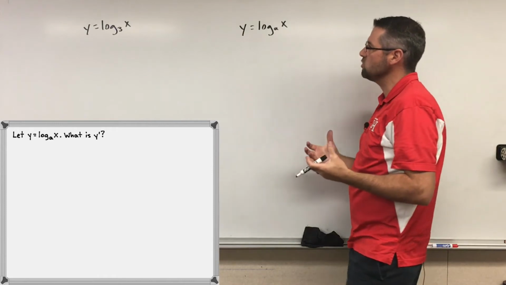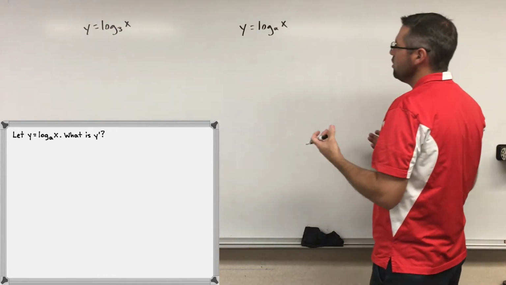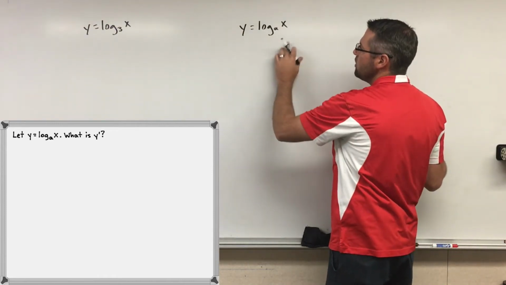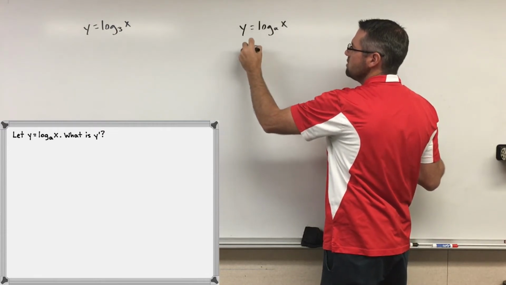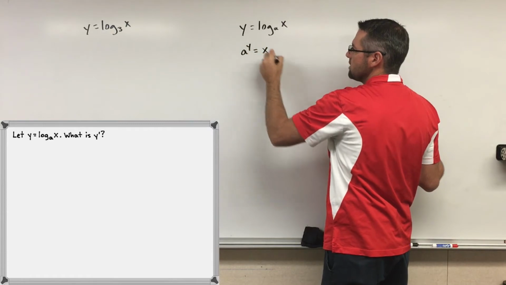So there's a couple ways to approach this. Okay, we could, as a first step, rewrite this as an exponential. So we could rewrite this as a to the y equals x, right?